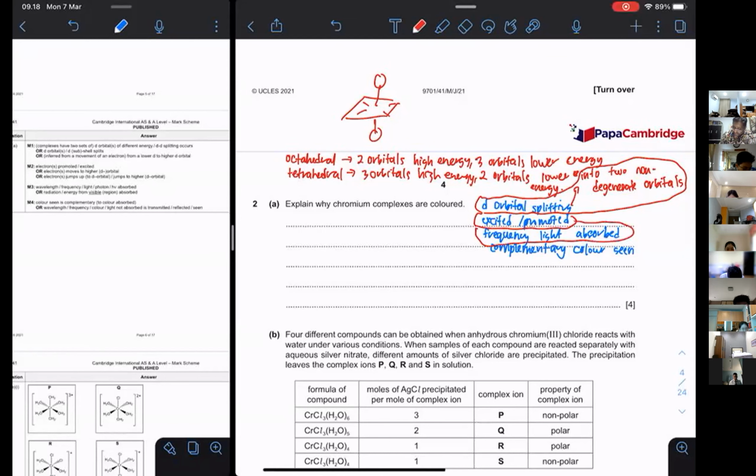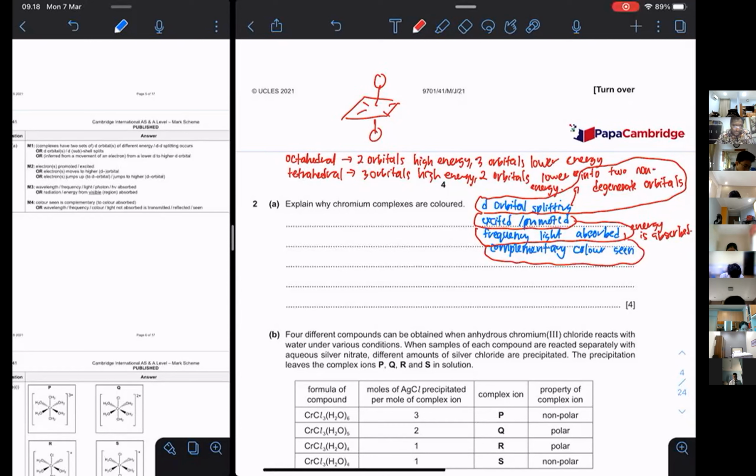Or frequency of light absorbed, or energy is absorbed. Up to you which one you want to use, but these are my points. There are 4 points over there, so I don't think I need to rewrite this again. The points are there. You can just put it in terms of sentences.